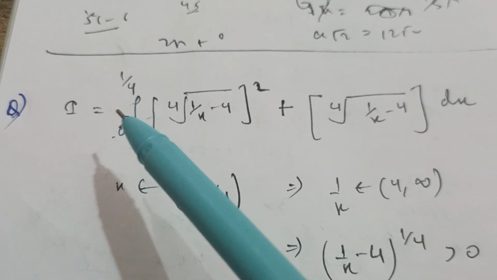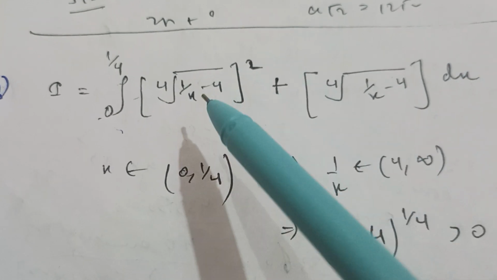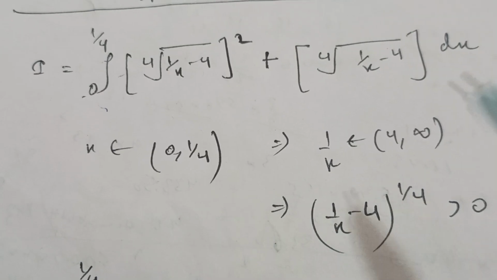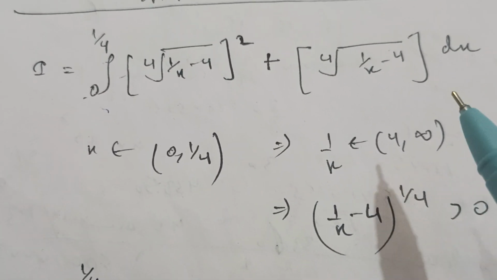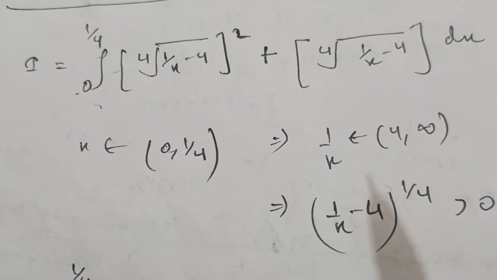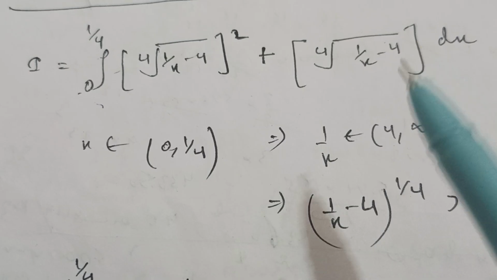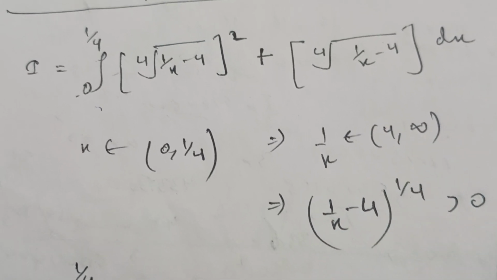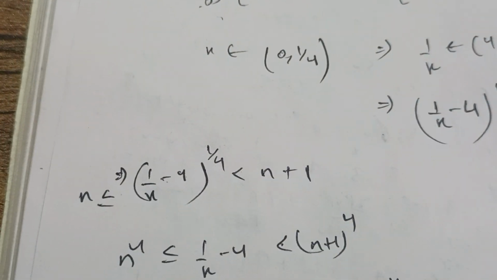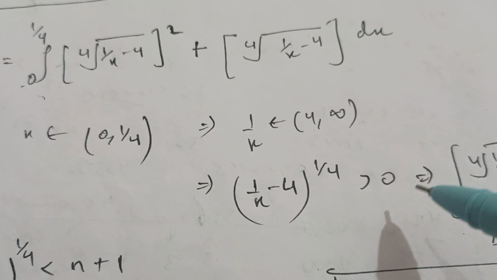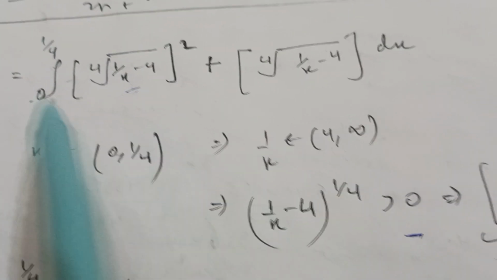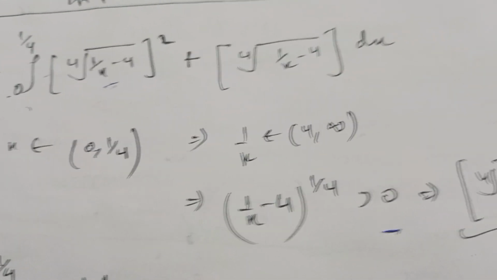As we can see that x is from 0 to a quarter, so I will use the identity. So x belongs to 0 to 1 by 4, so 1 by x will belong to 4 to infinity, and if 1 by x belongs to 4 to infinity, then 1 by x minus 4 will be greater than 0, and hence 1 by x minus 4 to the power 1 by 4 will also be greater than 0. Cool. So we have established that 1 by x minus 4, the inside term of this root, is greater than 0 for this range. So it is defined, just for the basic purpose.